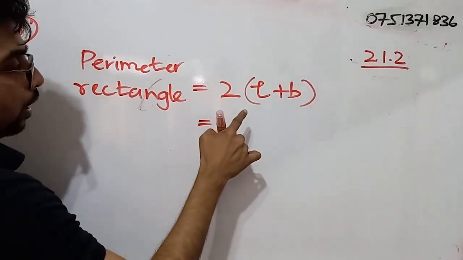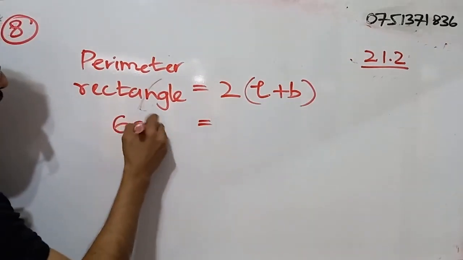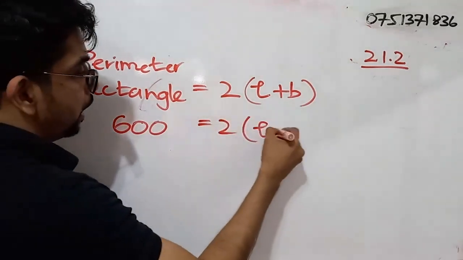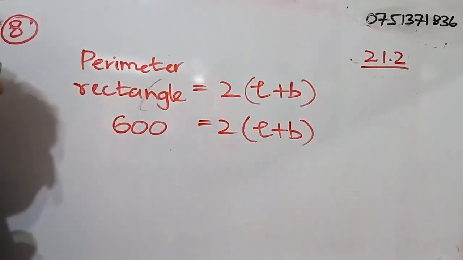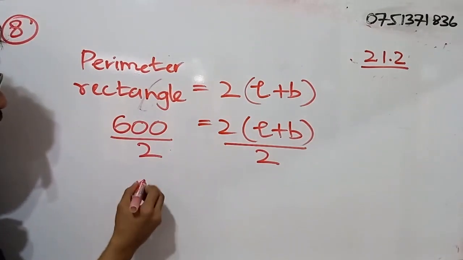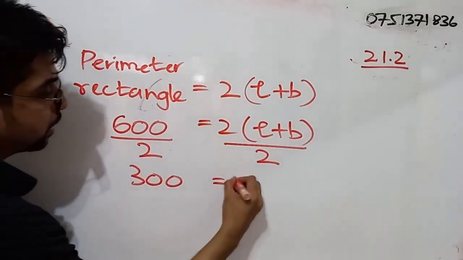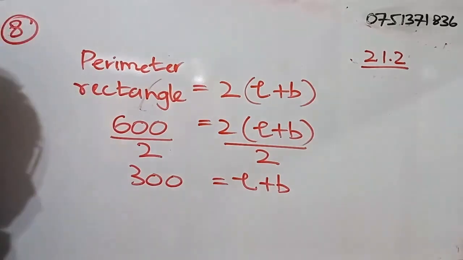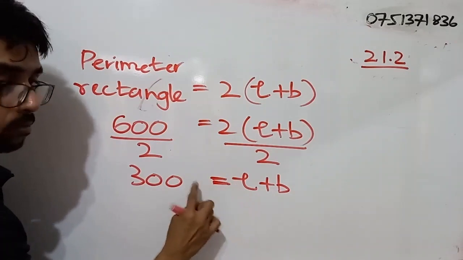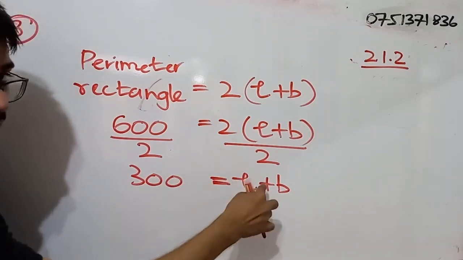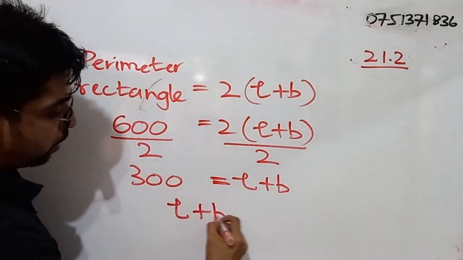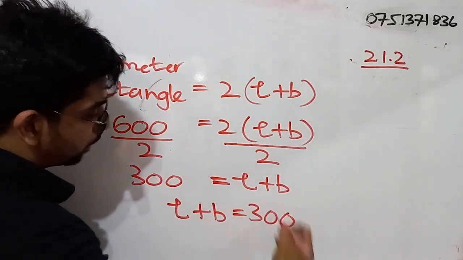So here the perimeter is 600 meters, that is given to us. 2 times length plus breadth. So we can divide this side by 2 and do the same thing to the other side. So we get 300, which is equal to length plus breadth. So this is an equation, no? I can switch the sides, so I can rewrite this expression as length plus breadth equals 300.